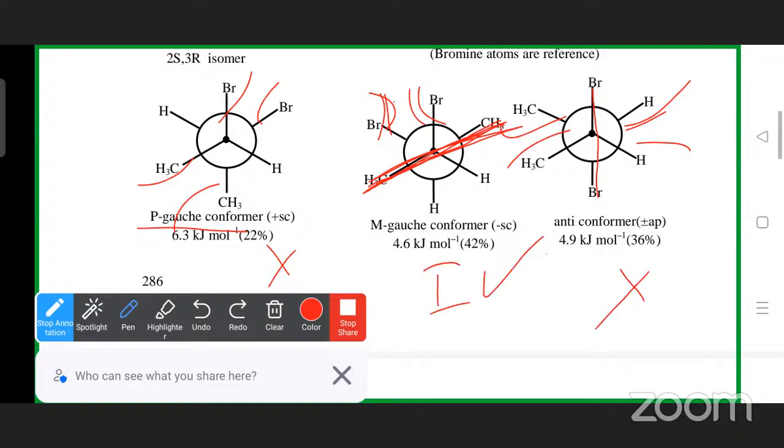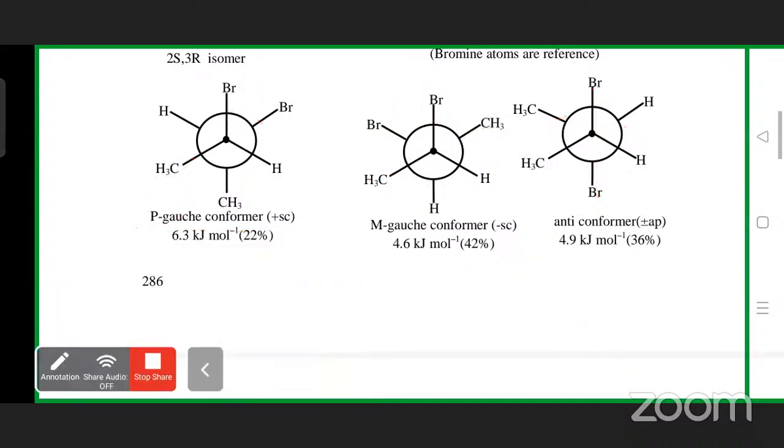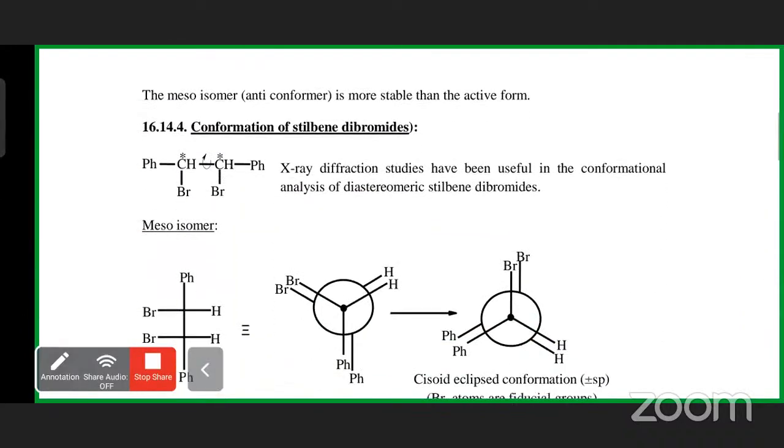Then this is the second stable compound, this is the third stable compound, and the eclipsed is the least stable compound, right? The only reason is that the methyl groups are in the opposite direction. That's why it is more stable.